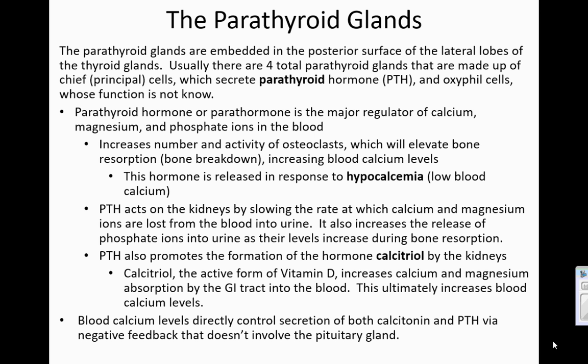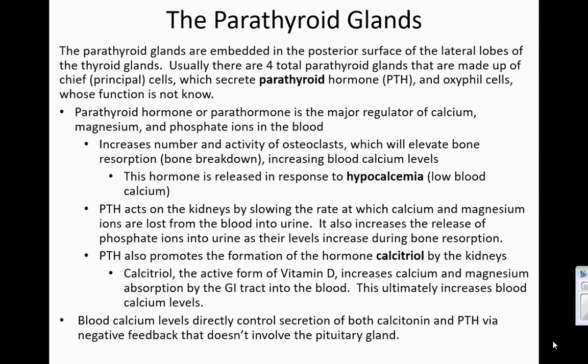It also increases the release of phosphate ions into urine to help regulate certain things, because phosphate ions are also released into our blood during bone resorption. So we do want to get out the phosphates. We don't want to get rid of the calcium and magnesium. PTH stimulates the release of a third hormone related to calcium, and that's called calcitriol.